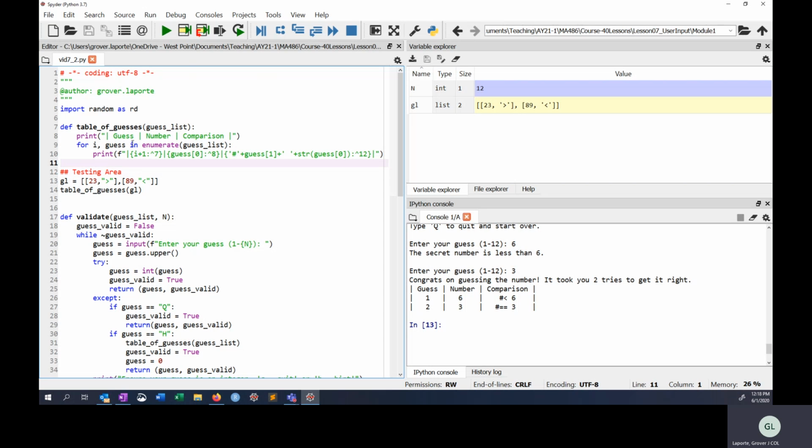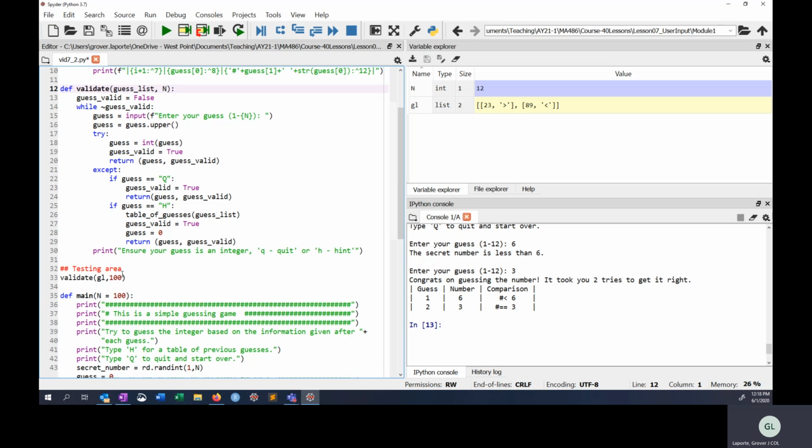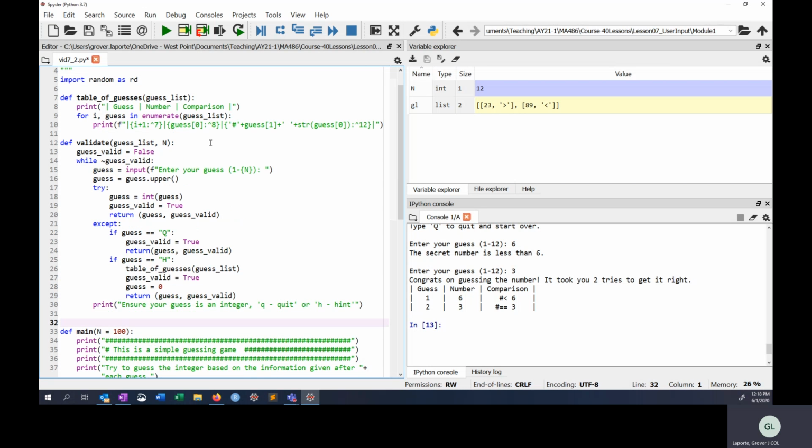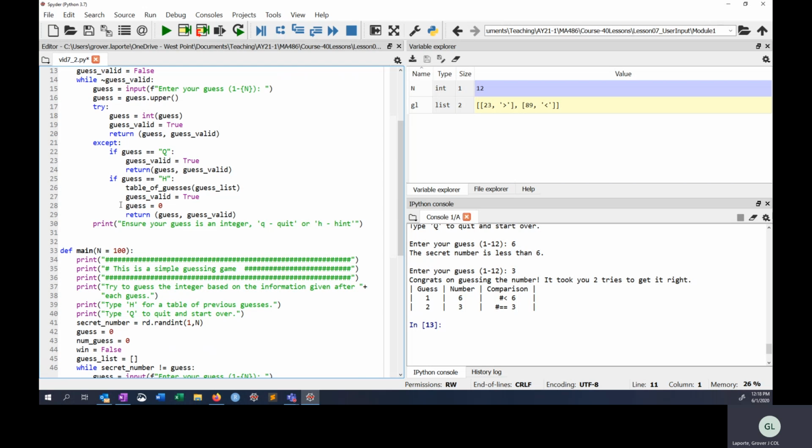So we made this table of guesses, and we had this testing area. So I'm going to get rid of all of this. I'm going to get rid of all this testing business. We could have left it in there if we're going to always run from the command line. But when I hit the green button here, it would run those things as well. I just don't need that.